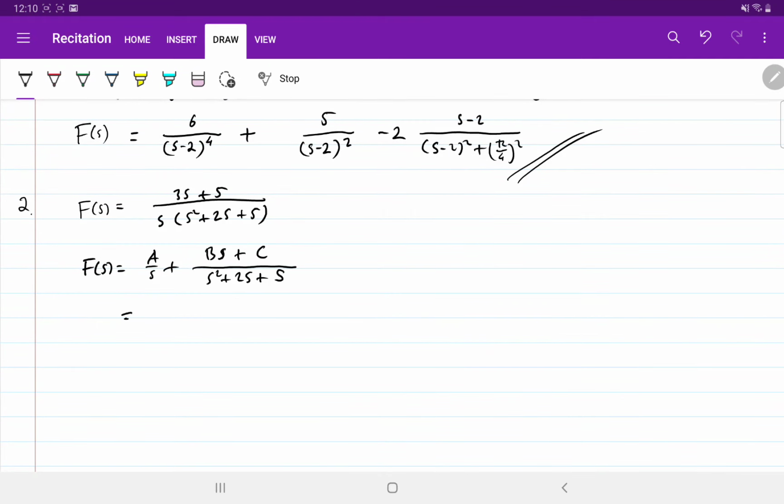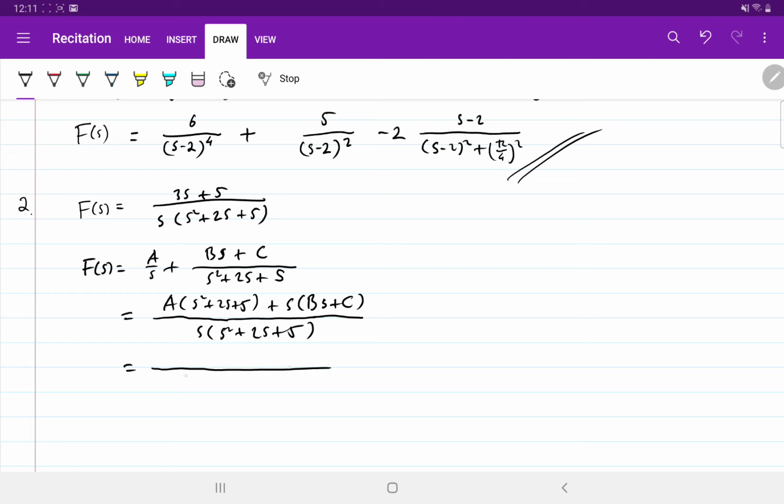Okay, so let's do a very simple algebra. So we cross multiply: a times s squared plus 2s plus 5 and plus s times b s plus c, and then we have the same denominator, s times s squared plus 2s plus 5, and then on the numerator we have a plus b s squared plus 2a plus c s plus 5a.